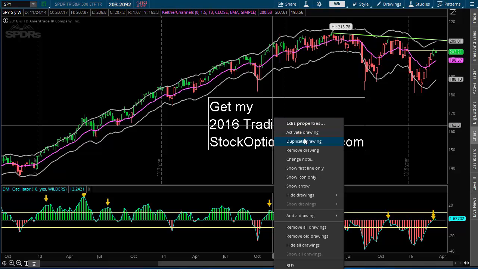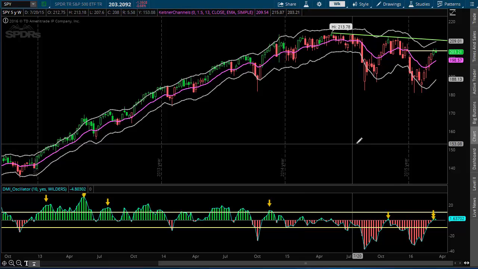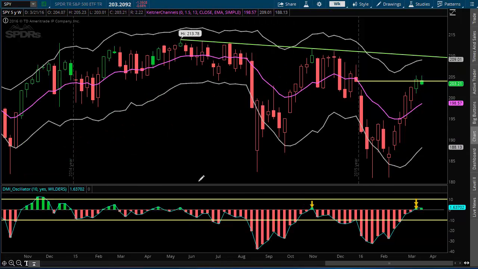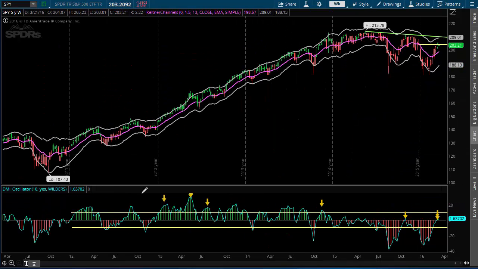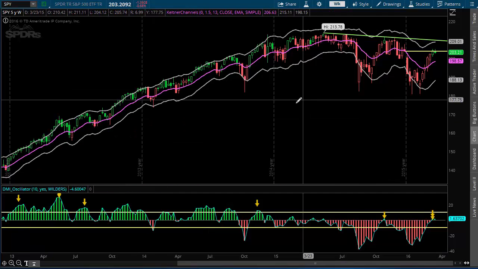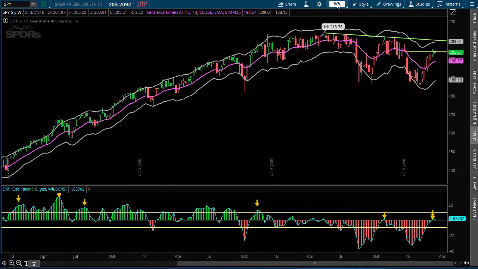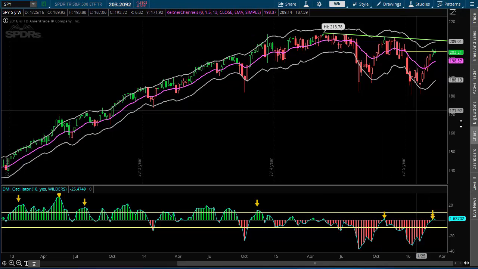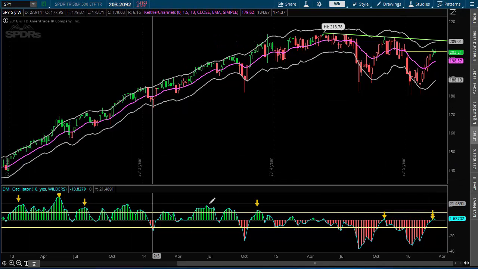Let's take a look at some charts. There's some interesting things going on. A couple weeks ago, I talked about the DMI oscillator, and tonight we're going to really focus on the weekly chart of the DMI oscillator. So I'm on a weekly chart here, looking at the SPY, and I have these little arrows here, and I'll explain that in a minute.